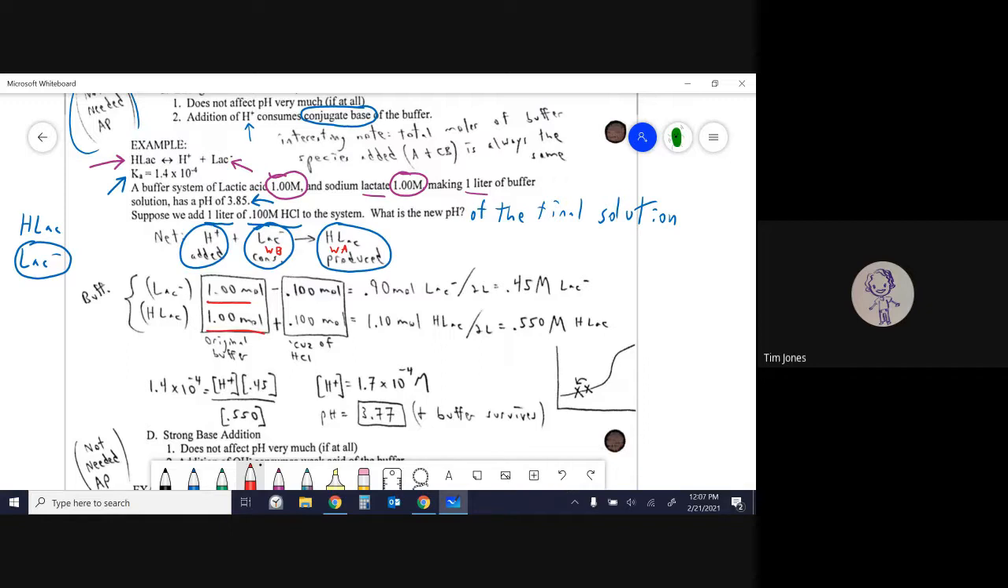You see, I labeled this the original buffer. We added 1 liter of 0.1 molar hydrochloric acid, so that's 0.1 moles. And this is from the HCl. So the lactate will be consumed, hence the negative. The lactic acid will be produced, hence the positive. And you can see that my lactate went down from 1 mole to 0.9 moles. My lactic acid went from 1 mole to 1.1 moles.